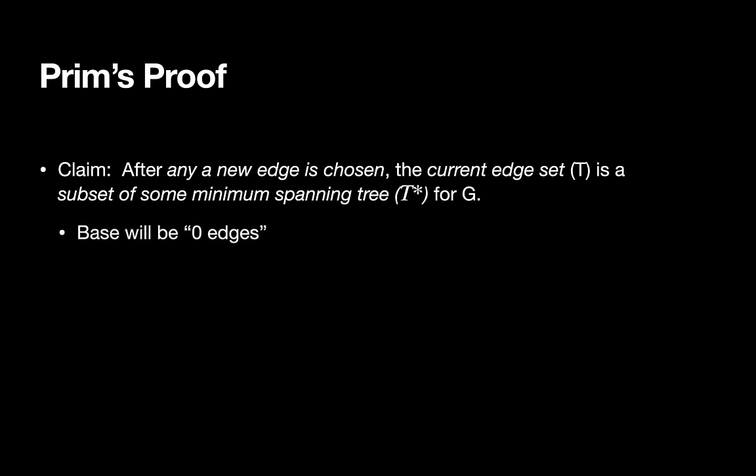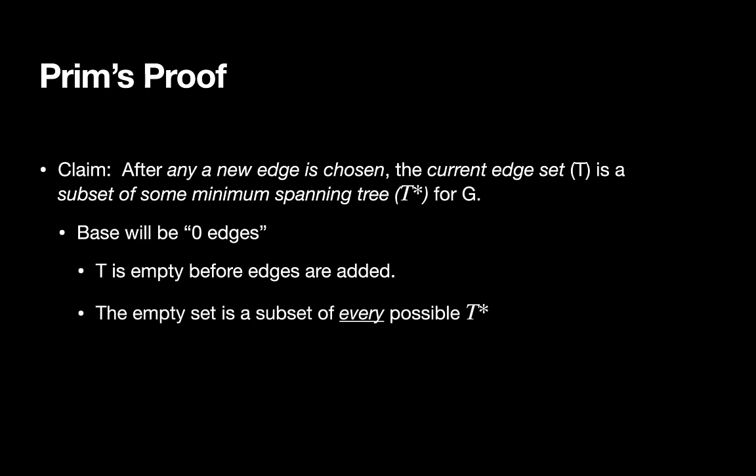Okay, so we've got our claim. Let's focus on our base case. Our base case is when we have 0 edges, so our set T is empty. And the empty set is a subset of every set. So it's definitely a subset of some ideal solution T star. Okay. So at the beginning, our base case is guaranteed to be true.